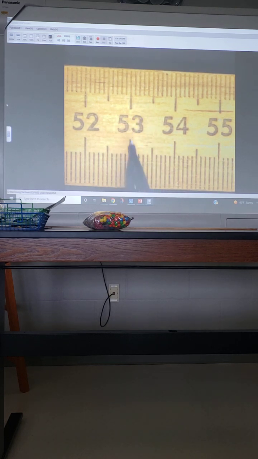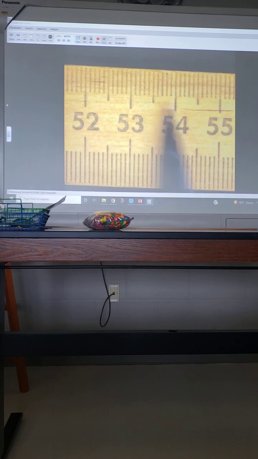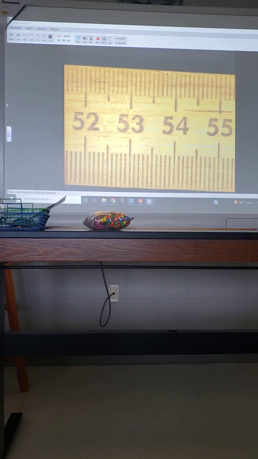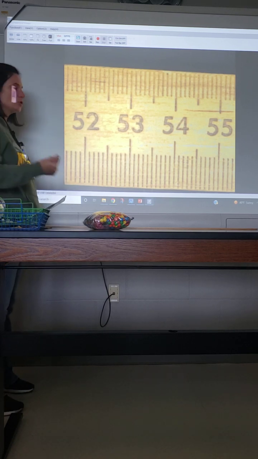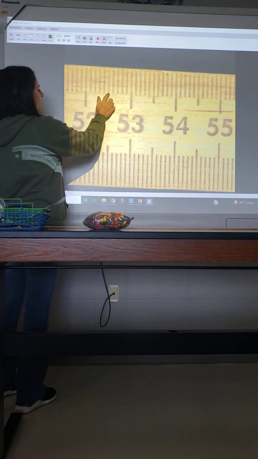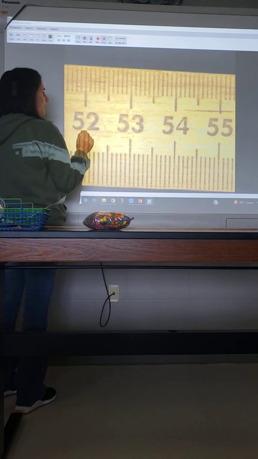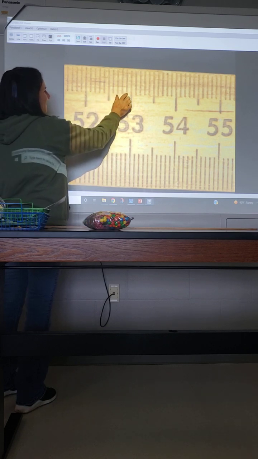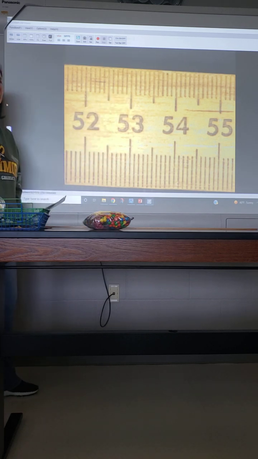So as I look here, I have 53 and 54. In between 53 and 54, I have 1, 2, 3, 4, 5, 6, 7, 8, 9, 10. If I'm looking at those spaces, that's what's important, because if I count lines, I can get different answers. If I go 1 through 11, or if I just count in between, 1 through 9, I can get different amounts.